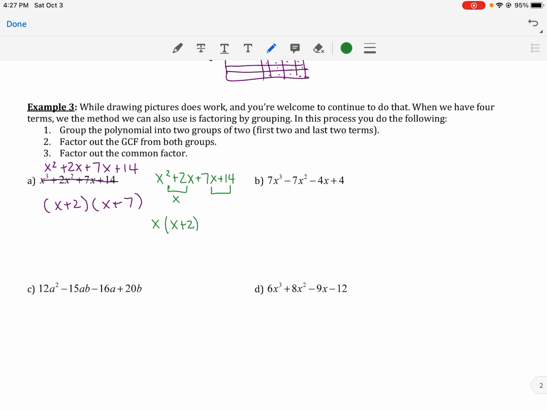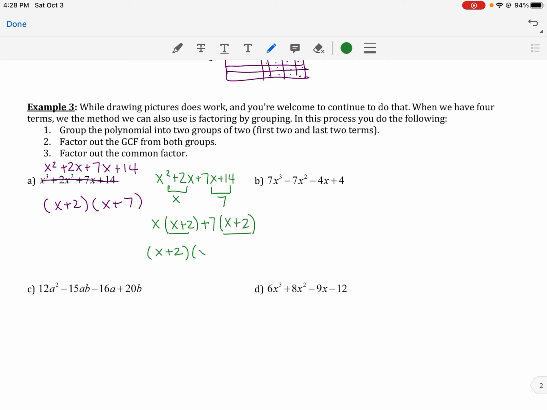Now let's look at here, 7x and 14. So 7's the biggest thing those have in common. So this is 7, and then we'd have x, 14 divided by 7 is 2. So let's add that, right, because it's addition between those two. So I just rewrote those first two and those last two terms in a slightly different form. Notice now they both have an x plus 2 in common. So I'm going to think about pulling that out front.